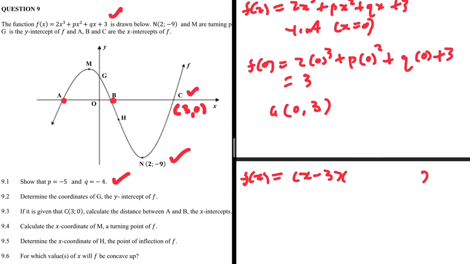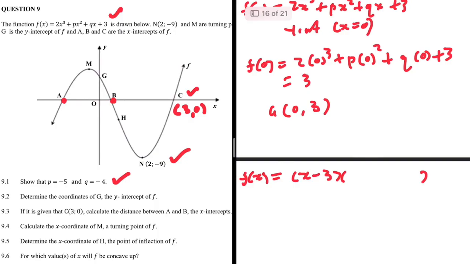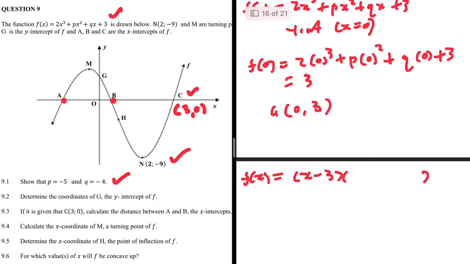This simply means that when you substitute 3, the y value is 0. So we know that 3 is a factor of this cubic function. So x minus 3 is indeed a factor. So what we need is the other numbers that occupy this bracket. So let's just write f of x first, substituting the values of p and the values of q. So f of x is equals to 2x to the power 3. The value of p is minus 5, so we have minus 5x squared plus qx. Q is minus 4, so we have minus 4x plus 3.